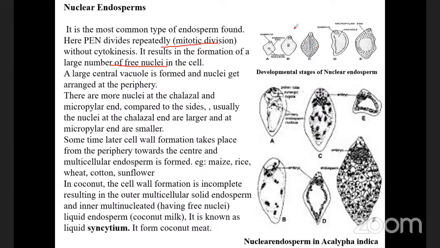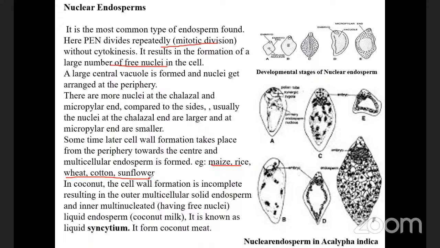You see, usually at the chalazal end, more nuclei are present than at the micropylar end. Sometimes later, cell wall formation will take place from the periphery toward the center. That is especially in maize, rice, wheat, cotton, and sunflower. The multicellular endosperm is formed.